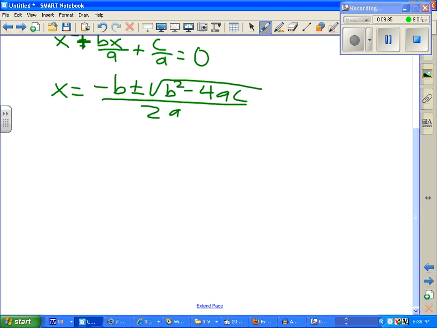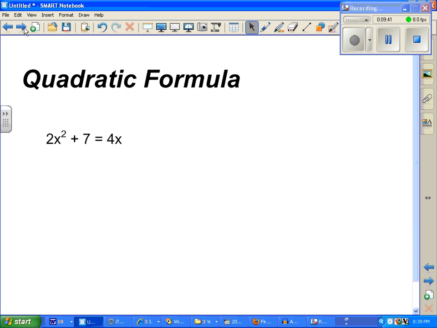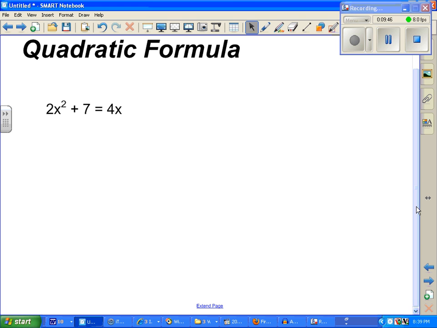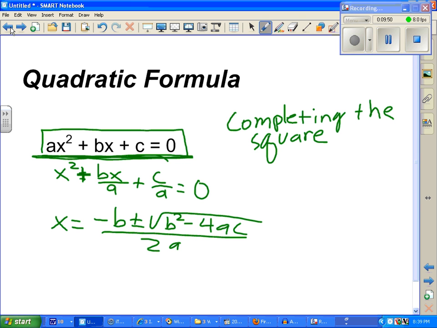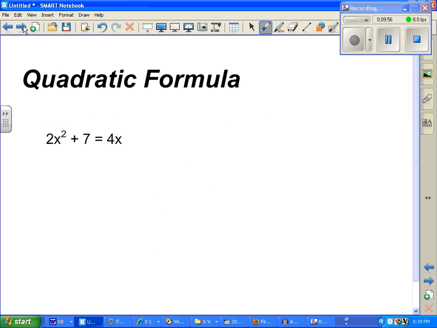If you haven't learned that yet, learn it. It's a big one. It's huge. We use it all the time. So let's use the quadratic formula to solve this. The first thing I need to do is get it in general form. Remember, general form is ax squared plus bx plus c equals 0. So this thing has to equal 0.